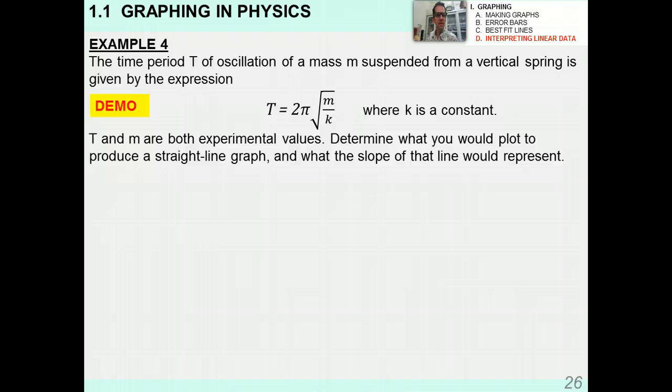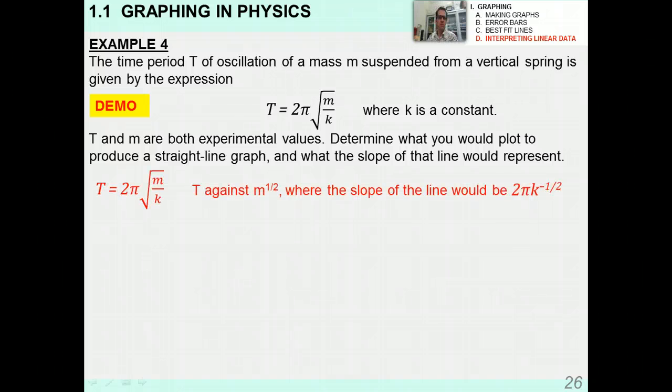The time period T of oscillation of a mass m suspended from a vertical spring is given by that equation. T and m are both experimental values. T is the period, m is the mass, k is a constant. I want you to determine what you would plot to produce a straight line graph and what the slope of the line would represent. I'm not asking you to actually make this graph, but we could do it in class. In fact, we might do it in class using LoggerPro. So pause the video and have a think about this.